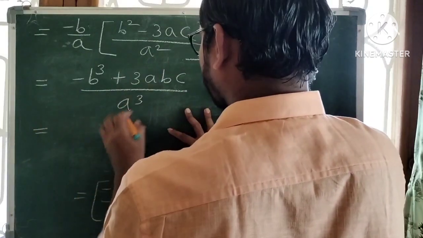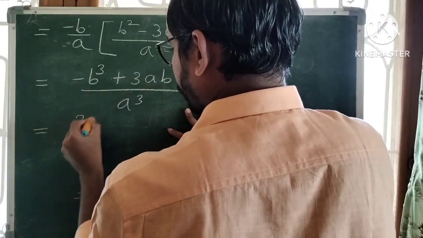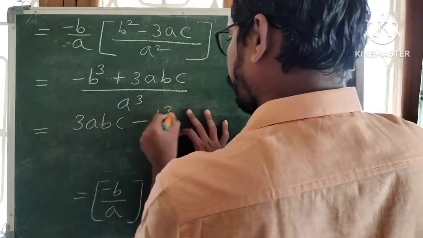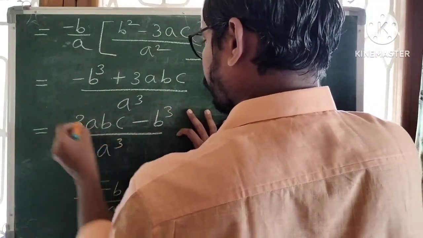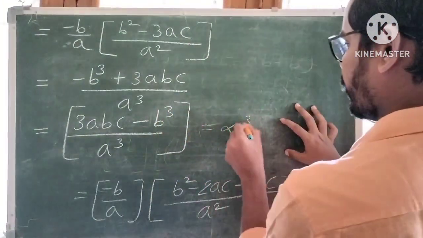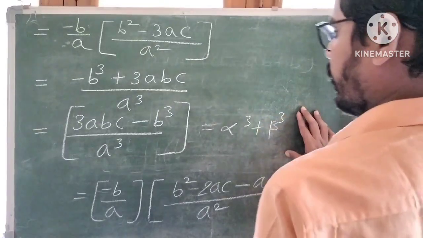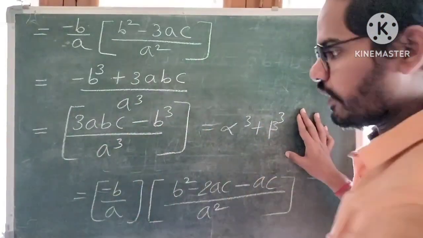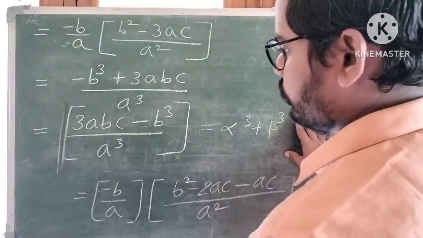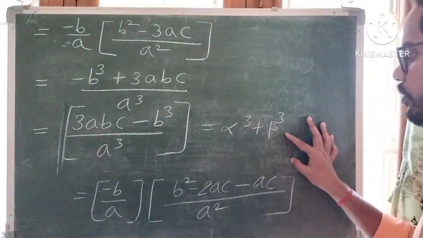So just rearrange the terms, write 3abc first, positive term first, 3abc minus b cube by a cube. So this is the formula for alpha cube plus beta cube. Alpha cube plus beta cube is equal to 3abc minus b cube by a cube.